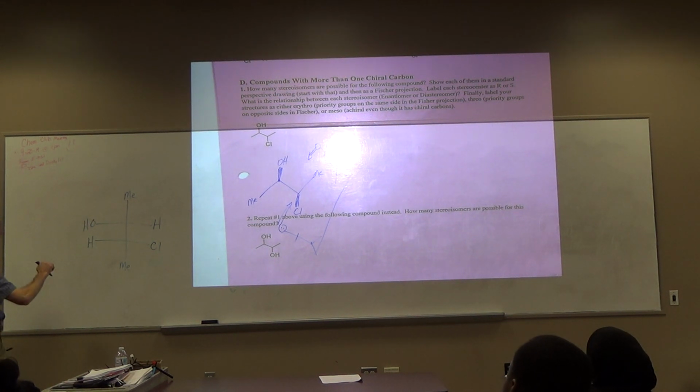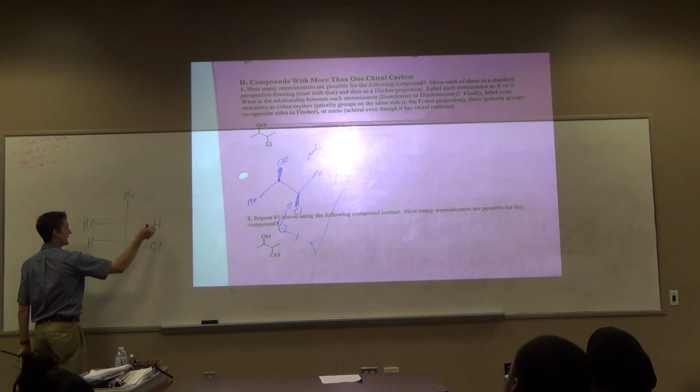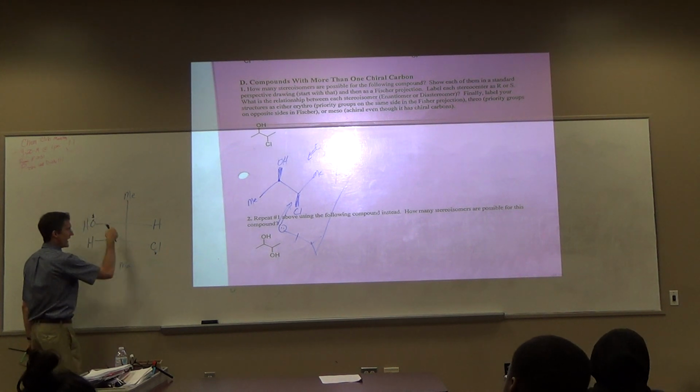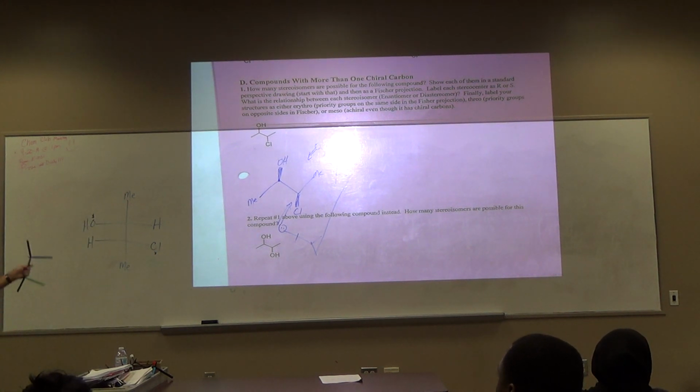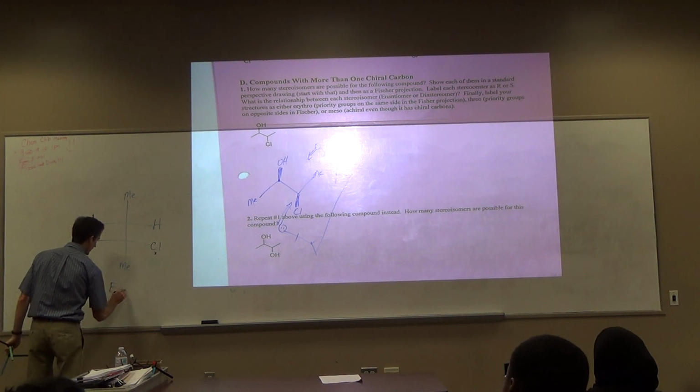Here we go. Terminology. On each carbon we have, what's the high priority group? OH or H? OH. H or chlorine? Chlorine. When the high priority groups are on opposite sides in the Fischer projection, you can call it what? Erythro.